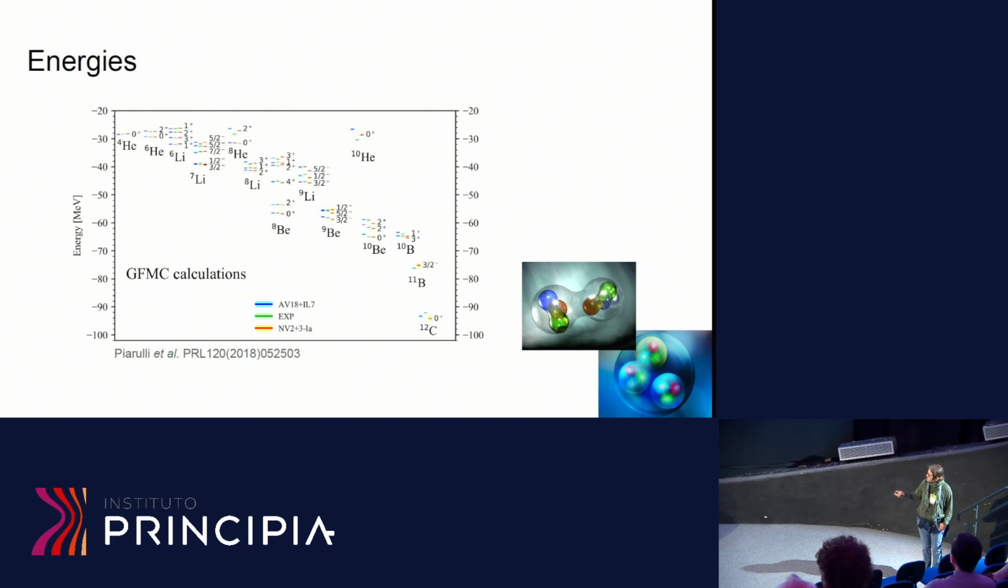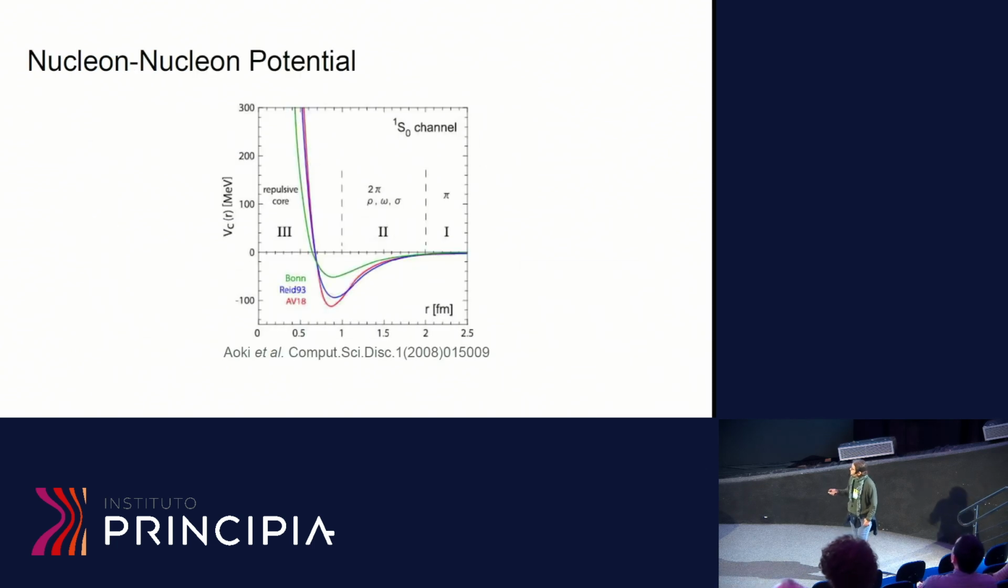In this figure, the experimental data are given in green, the AV18 in blue, and the Norfolk in red. The agreement is very satisfactory for light nuclei, and is a sort of validation of the microscopic picture of the nucleus. So as I said at the beginning, the main interest is to understand this many-nucleon correlation, in particular two-nucleon correlation.